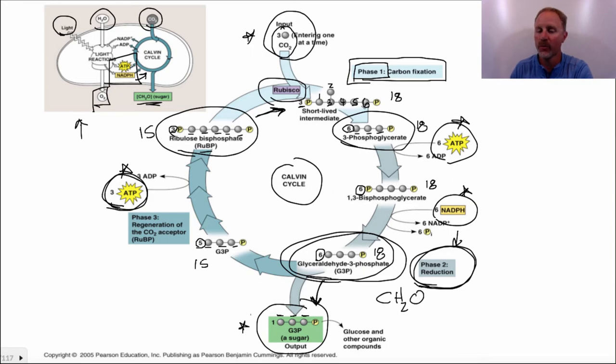So those 3 CO2s make the 1 component of the sugar that will later get recombined in a different portion of the plant to give us the C6H12O6, or the sucrose molecule, whatever it may be.